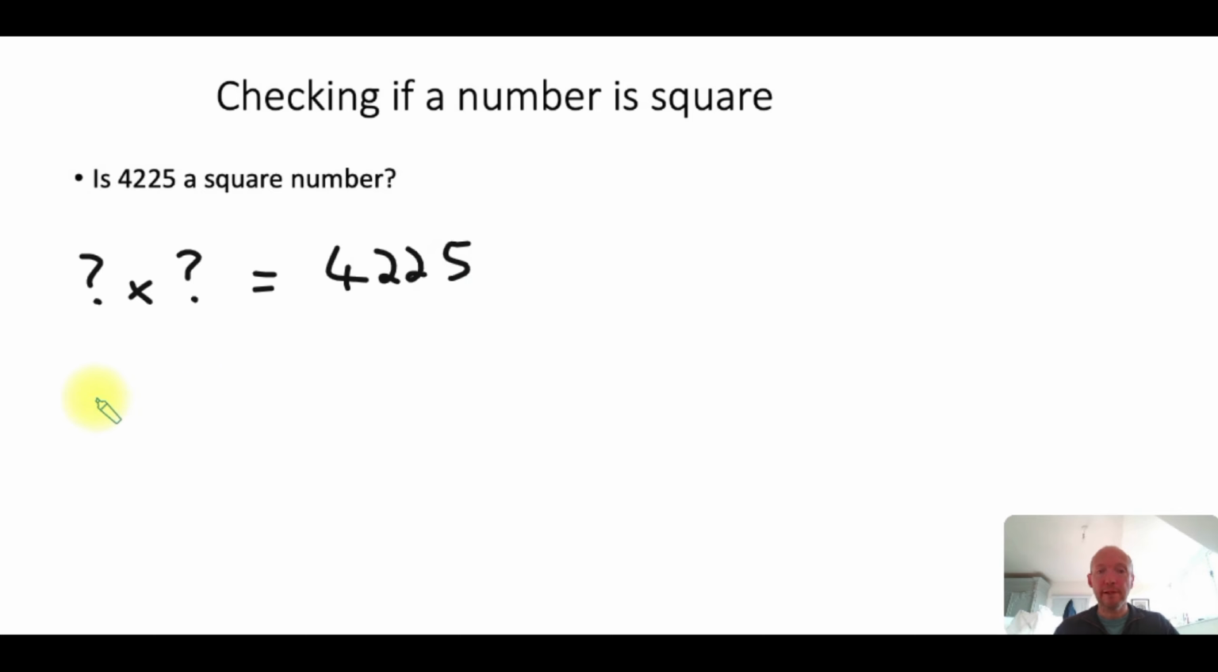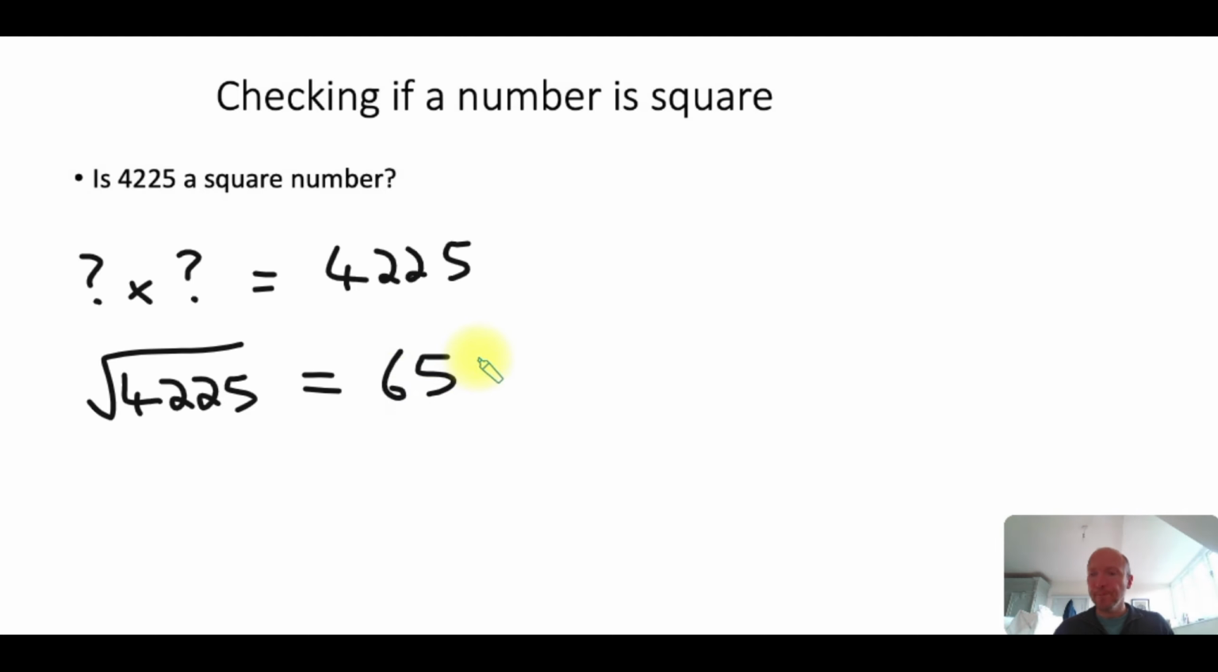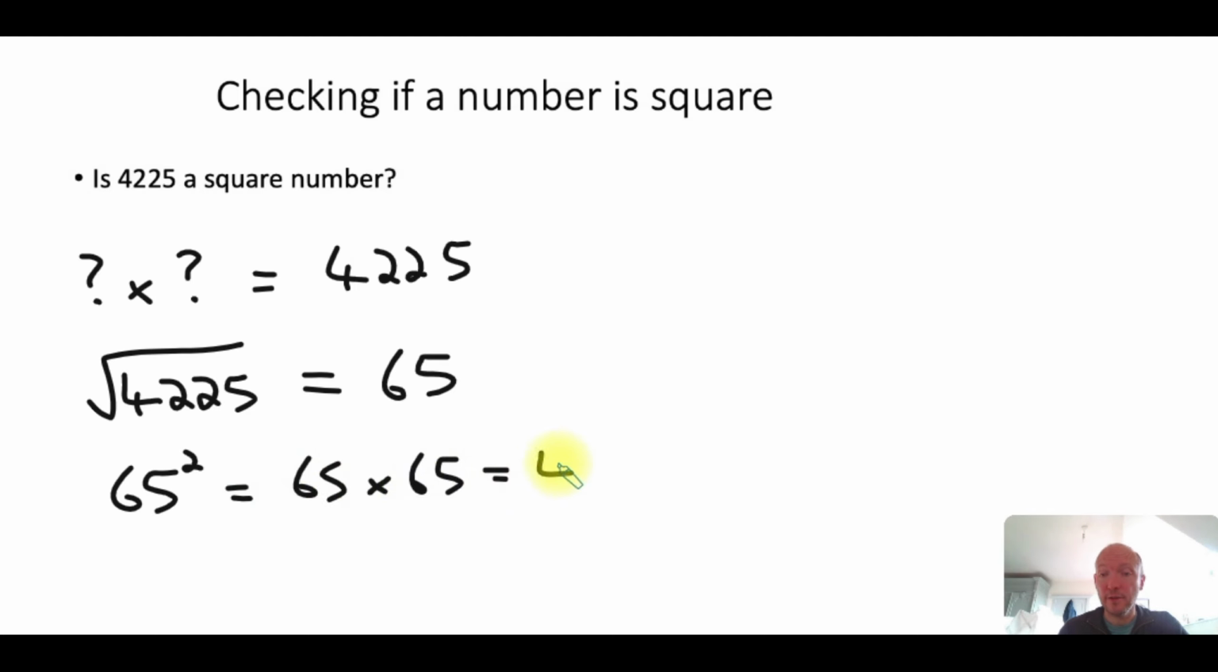What we can do is find the square root. So on your calculator, I would like you to plug that in. Find the square root of 4,225 and see what that comes to. I'll do the same here as well. Okay. And on my calculator, I got an answer of 65. Now, why is that useful? What that tells me is that 65 squared, in other words, 65 times 65, is 4,225. So that tells me that 4225 must be a square number.